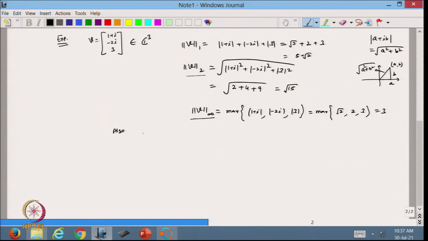Also, one more thing I want to discuss: I want to see what will happen when I take 2i multiplied by v. So this one I want to see.